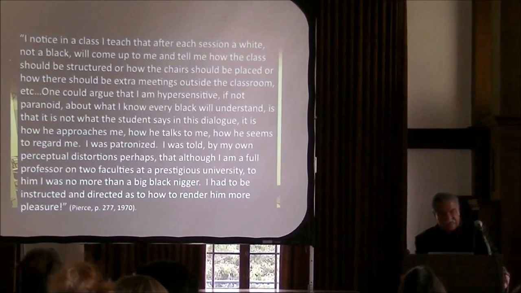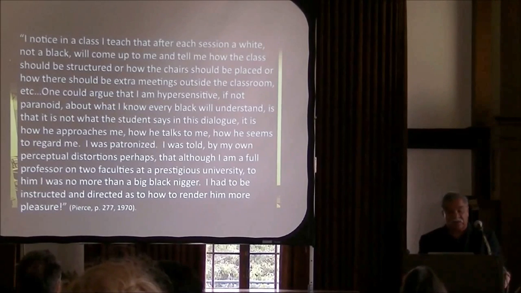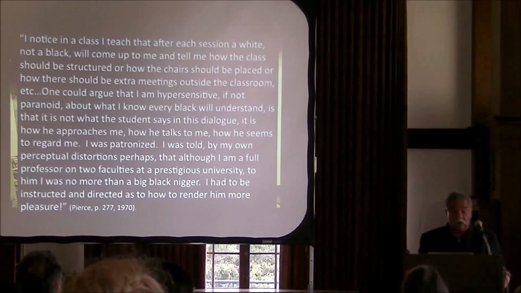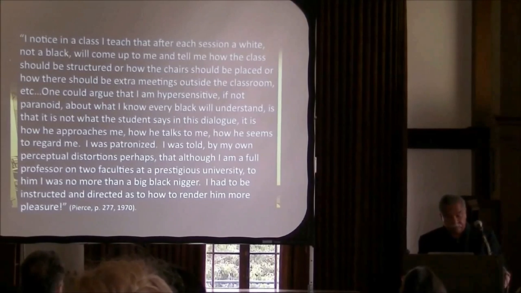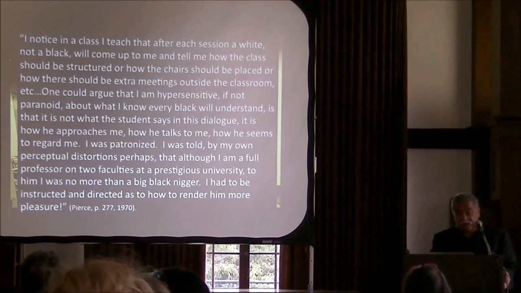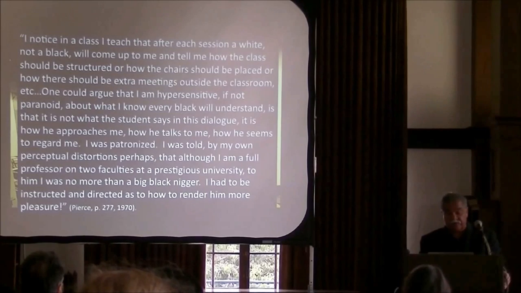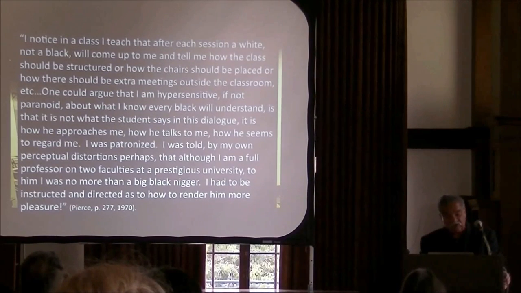And this is what he said. "I notice in a class I teach that after each session, a white, not a black, will come up to me and tell me how the class should be structured, how the chairs should be placed, or how there should be extra meetings outside of the classroom, etc. One could argue that I'm hypersensitive, if not paranoid, about what I know every black will understand is that it's not what the student says in this dialogue. It's how he approaches me, how he talks to me, how he seems to regard me. I was patronized. I was told by my own perceptual distortions, perhaps, that although I'm a full professor on two faculties at a prestigious university, to him I was no more than a big black nigger. I had to be instructed and directed as how to render him more pleasure."